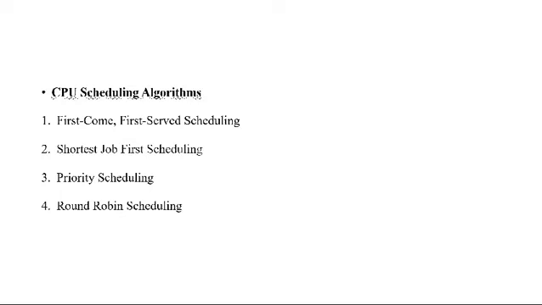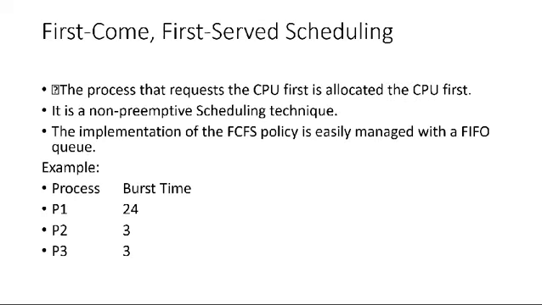Now coming to the CPU scheduling algorithms. We have four types of algorithm: first come, first serve; shortest job first scheduling; priority scheduling; and round robin scheduling. Now coming to the first one, first come, first serve scheduling. So what is first come, first serve scheduling? Whatever job comes first, the scheduler takes it and it gets processed. This is what first come, first serve is.